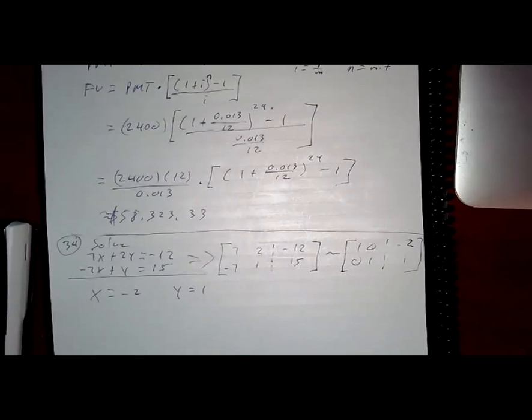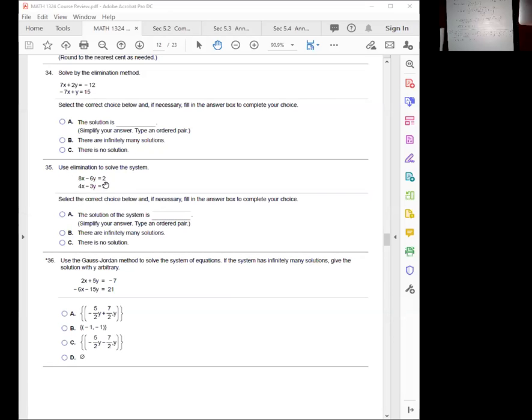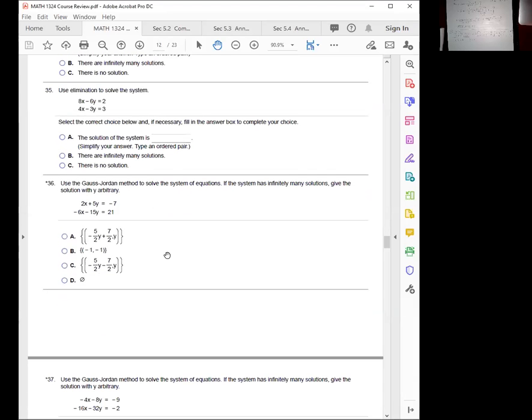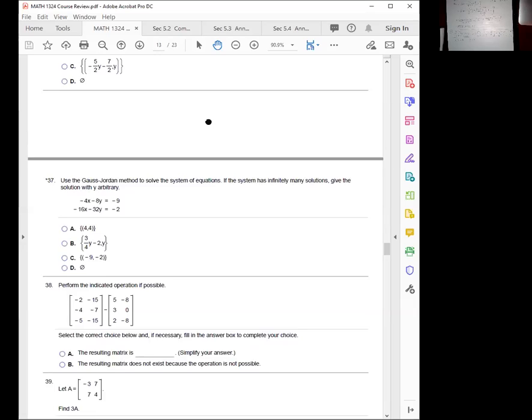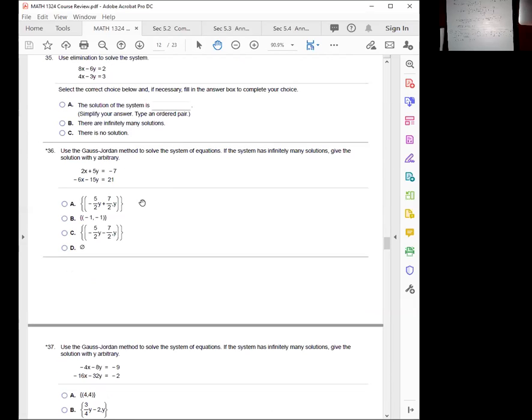Any questions on the matrix problem? So 35 would be the same deal. Just create a matrix. The first column would be 8 and 4. The second column would be -6, -3, and then the last column is the constants, 2, 3. This is the same thing. Solve it. They're just asking you to solve it using different methods.